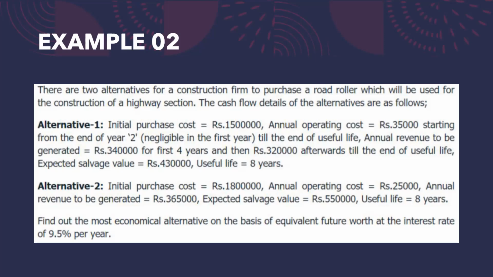Annual operating cost is 35,000 starting from the end of year 2, because it is negligible in the first year. So at the end of the first year, you don't have any annual operating cost. But starting from the end of the second year onwards, you will have an annual operating cost of 35,000 till the end of the useful life. Annual revenue to be generated is 340,000 for the first 4 years, and then it will be 320,000 till the end of the useful life. At the end, expected salvage value is 430,000 and the useful lifespan is 8 years.